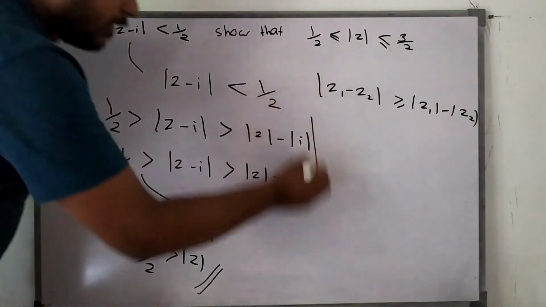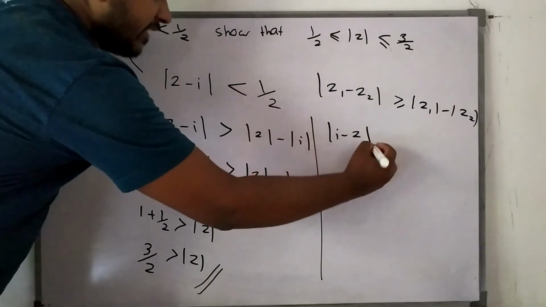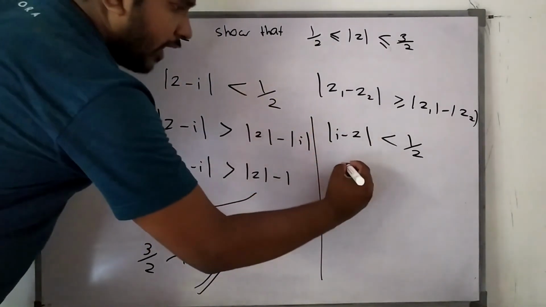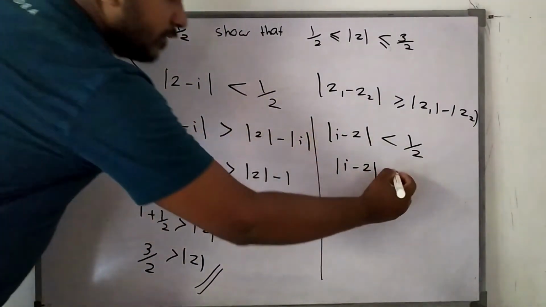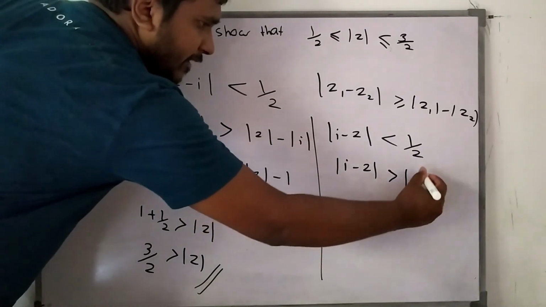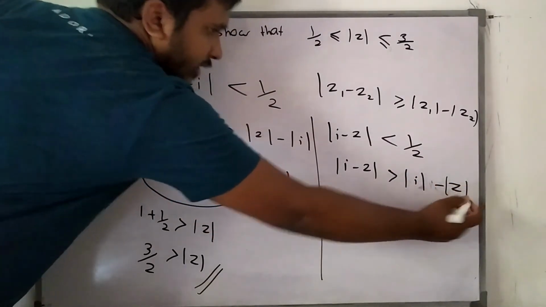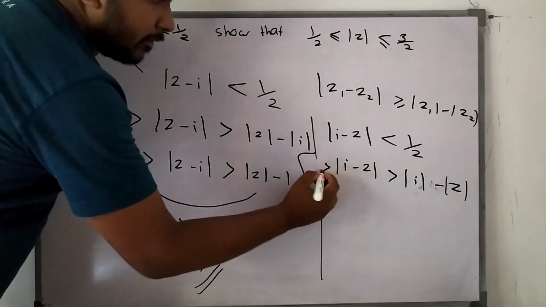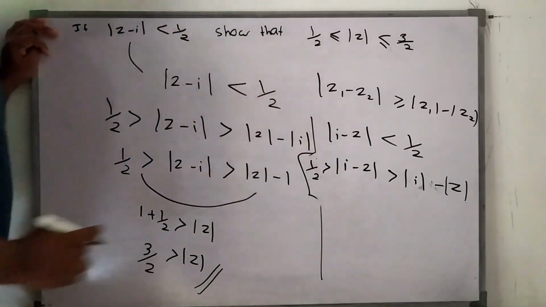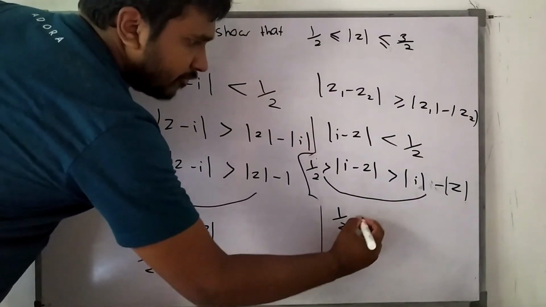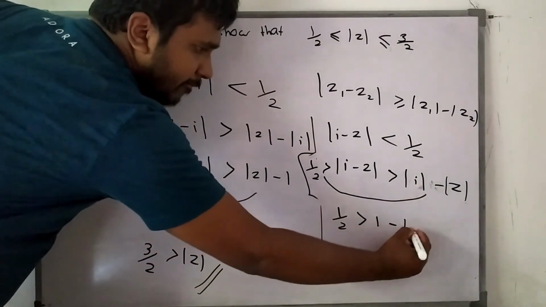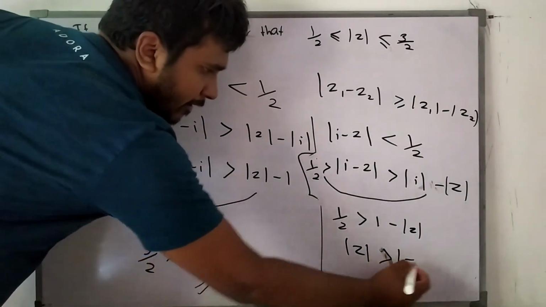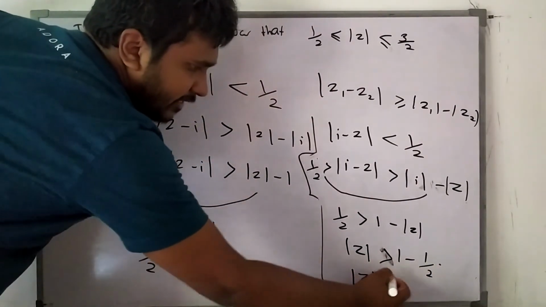Okay, so the other way around, I minus Z, it's always less than half, no? Right? So I minus Z also less than minus I modulus Z, right? And also it's less than half. Comparing these two, half less than the modulus I mean 1 is it. So the Z is 1 minus half. So modulus Z is 1 by 2.